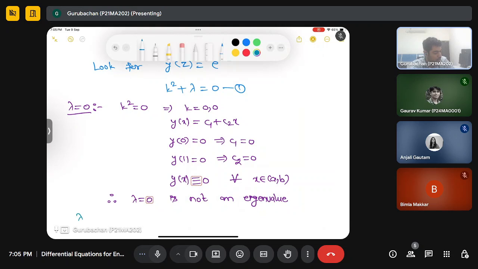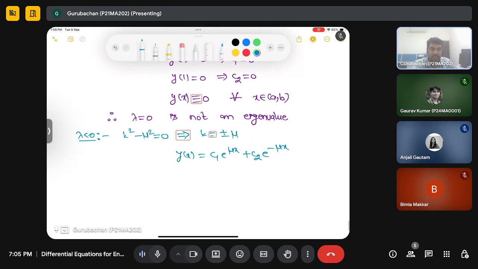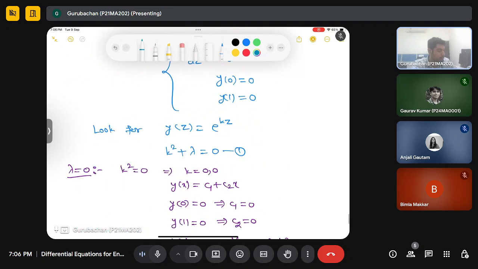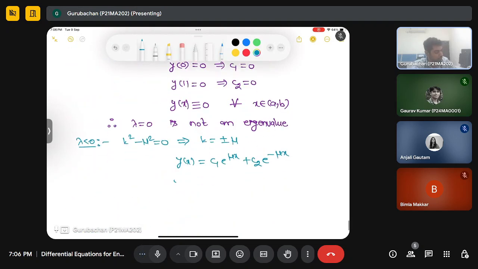lambda less than 0. So that means k square minus mu square will be 0, and this will give you k equal to plus minus mu, and from here you will get the solution c1 e to the power mu x plus c2 e to the power minus mu x. From here, do we need the derivative? No, because in our system y0 is 0 and y1 is 0. So we don't need any derivative, so we will not do the derivative. We will directly put y0 is 0.